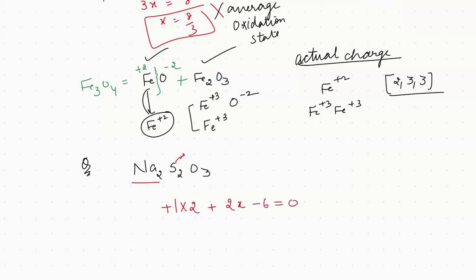So 2x - 2 - 6 = 0, so 2x is going to be 4. So x is going to be 2. Now this is what we are calculating.